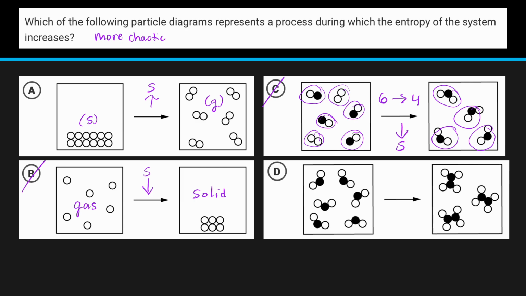And then similarly to option C, we have 1, 2, 3, 4, 5, 6 gas molecules becoming 3. So we're actually decreasing disorder or decreasing entropy. So that would also not be the answer. So the answer for this one was A.